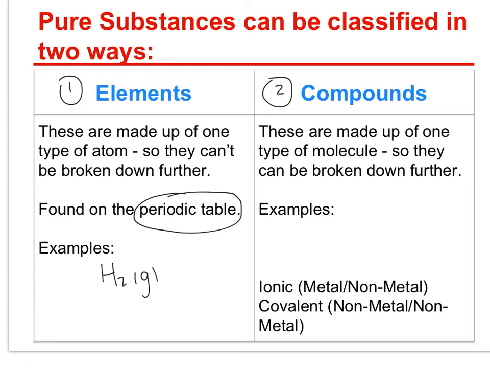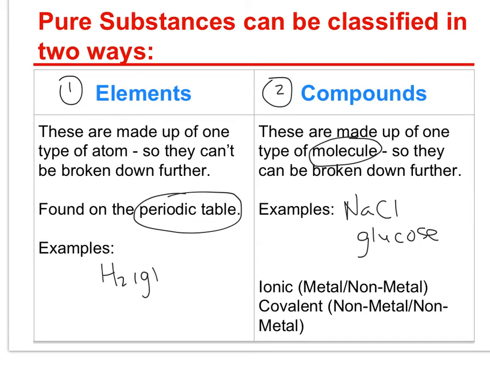If it's not found on the periodic table, then it's going to be a compound. And so compounds are made up of one type of molecule. If they're a molecule, it means they can be broken down into their corresponding atoms. So things such as sodium chloride can be broken down into both sodium and chlorine atoms. Glucose is made up of carbon, hydrogen, and oxygen, so it can be broken down into its corresponding atoms.